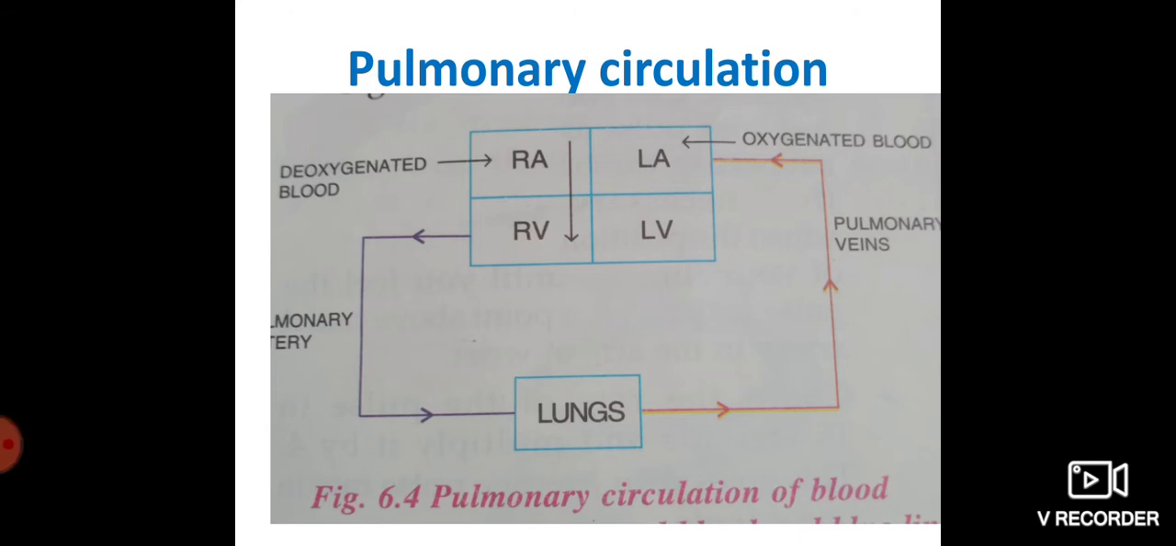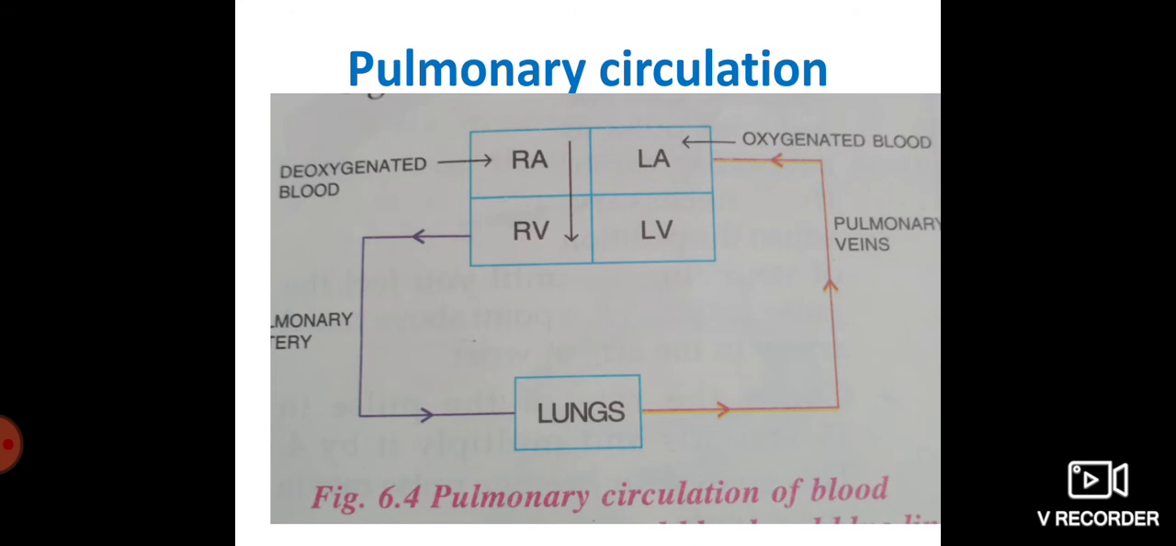Okay. You know that the right auricle receives deoxygenated blood from different body parts, from the upper part and lower part, through the superior vena cava and inferior vena cava. Already we have studied it. And from the right auricle, the deoxygenated blood reaches the right ventricle, and from the right ventricle, the deoxygenated blood is carried to the lungs for oxygenation by the pulmonary artery.